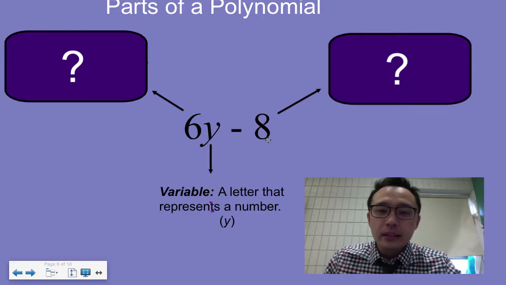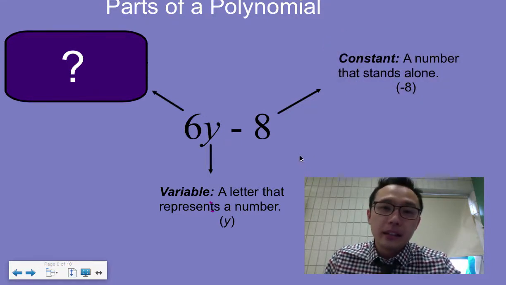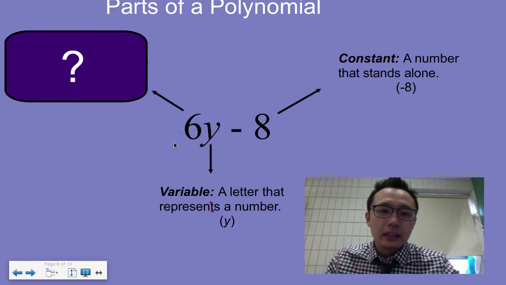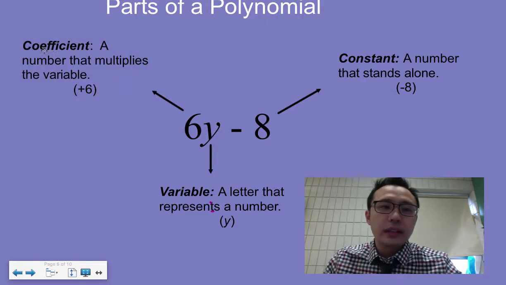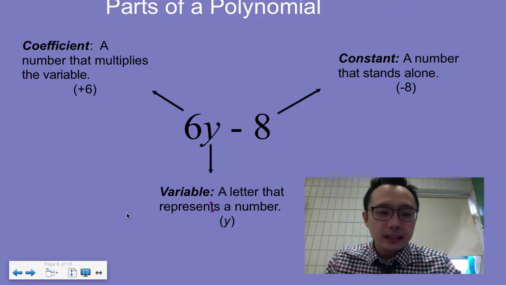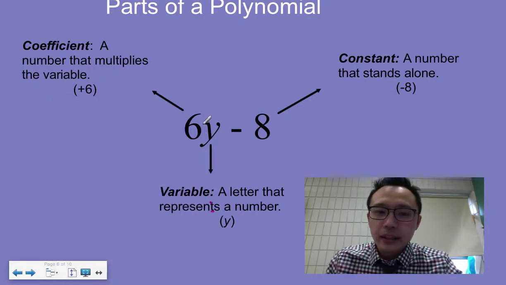And then this one, the minus 8, that is your constant. A constant is basically a number. So it could be a positive number, it could be a negative number, that is a constant. And the number in front of the variable is your coefficient. That's the number multiplied by the variable. So you see that that's 6. Basically what that means is this is multiplication. So this is just saying 6 times y.